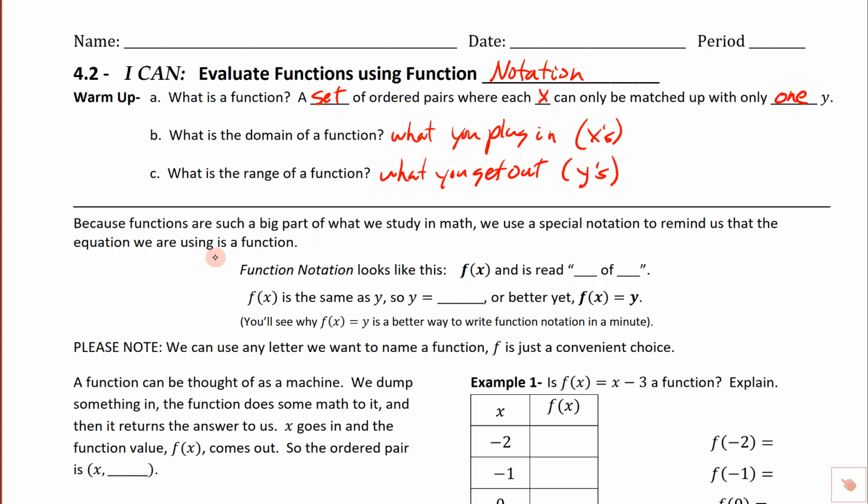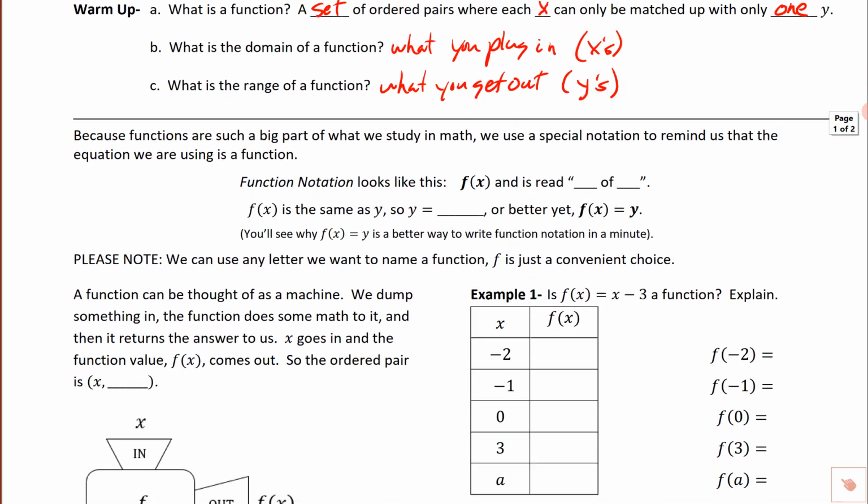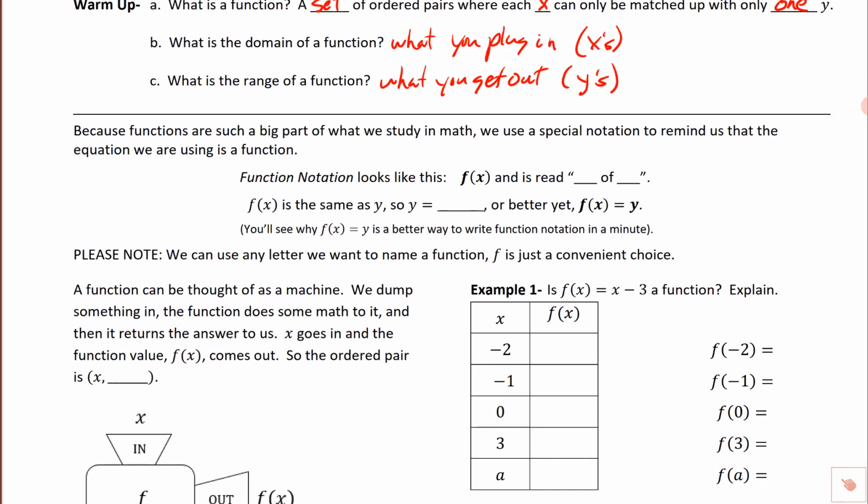Because functions are such a big part of what we study in math, we use a really special type of notation to remind us that the equation we're working with is a function. So function notation looks like this. It's got an f, and then we've got a set of parentheses, and then an x right there. And we literally read this like this. We literally say f of x. So if you ever see this, we just say f of x, and everybody knows what we're talking about.